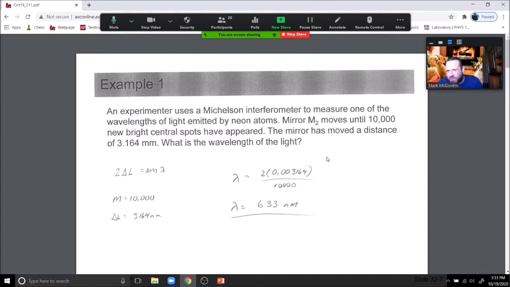So one of the things that you see is when you move one of your mirrors, the pattern of rings changes. It almost looks like you're zooming in or zooming out, because the rings of the fringes start to move very rapidly. It can give the appearance of zooming in or out, but you're just experiencing various fringes here. So the mirror has moved a distance of 3.164 millimeters. We want to know what the wavelength of light is. So the idea behind this is the following.